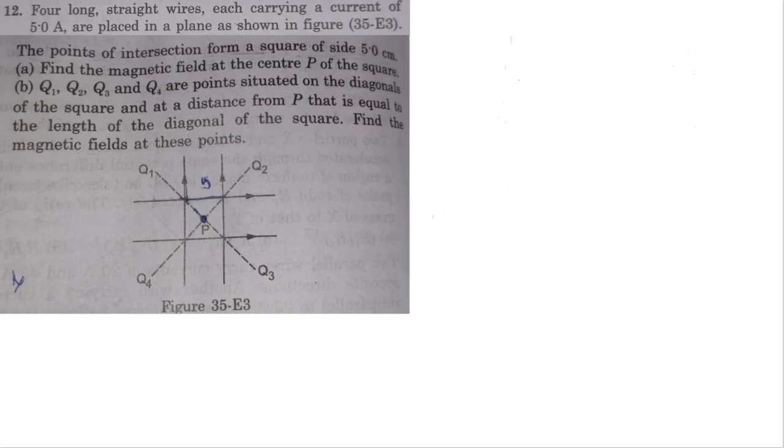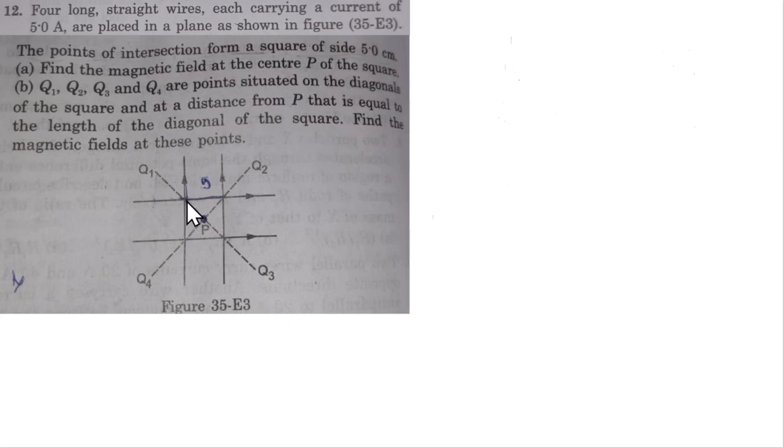Hello, my dear students. Now we are having one question. In this question, four long straight wires, each carrying current 5 ampere, are placed in a plane as shown in the figure. The points of intersection form a square of side 5 centimeter. The first question is to find the magnetic field at the center of this square.